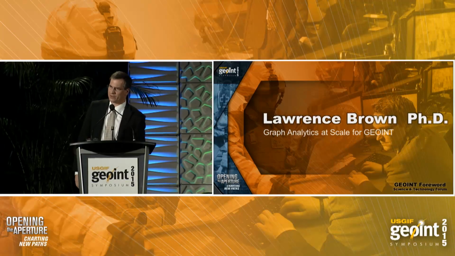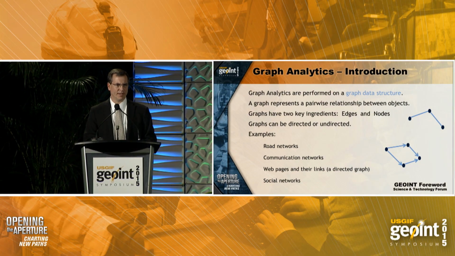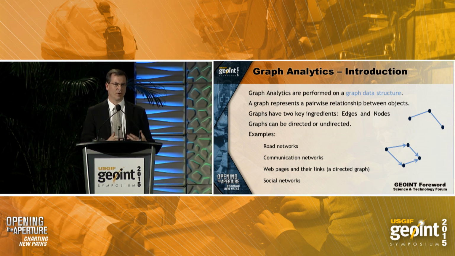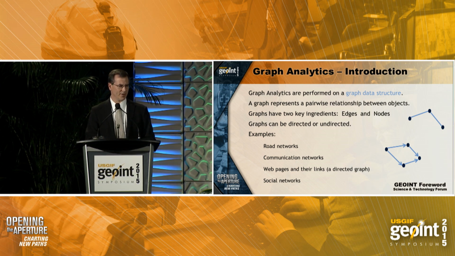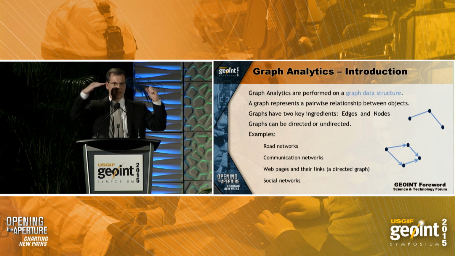So I'm going to be talking about graph analytics at scale for GEOINT. Graph analytics are simply any type of data analytic that is done on data that is stored in a graph data format or a graph representation. A graph is just another data structure like a tree or an array. Fundamentally, a graph represents a pairwise relationship between two objects. The key ingredients of all graphs are nodes and the edges that connect the nodes.